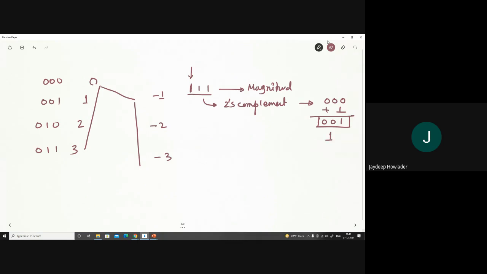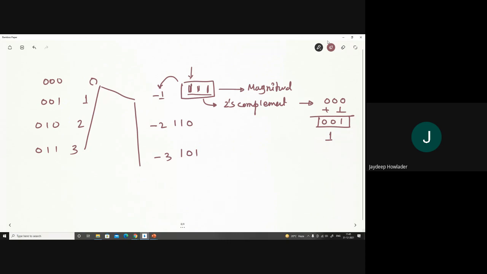So the number 1 1 1 in binary has the value of minus 1. Understand? Do you get this part? Yes, sir. Okay. Similarly, the other numbers work the same way. So -1, -2 and -3 are mapped, and they are the complement of each other.